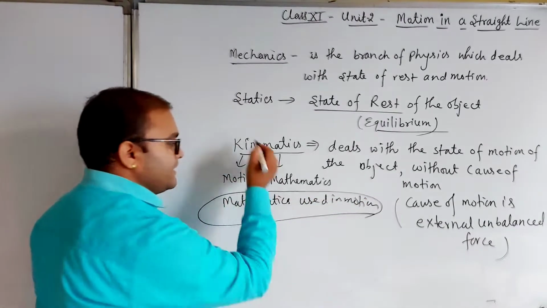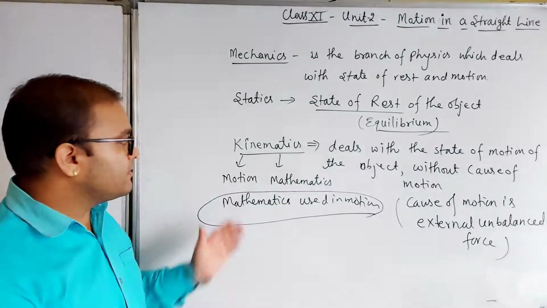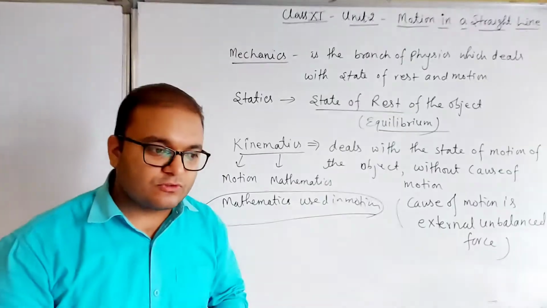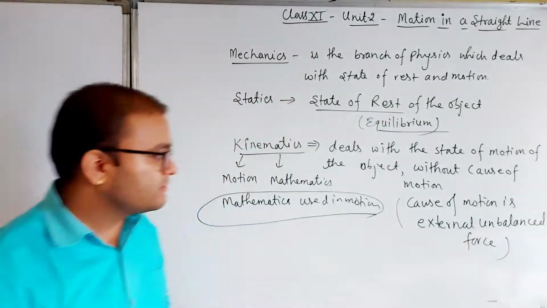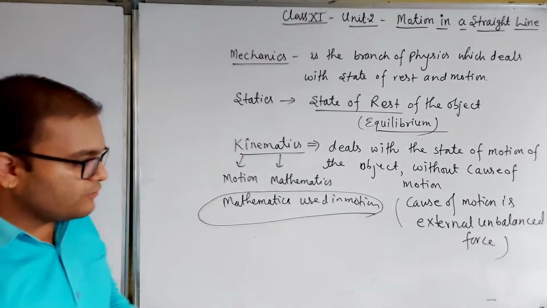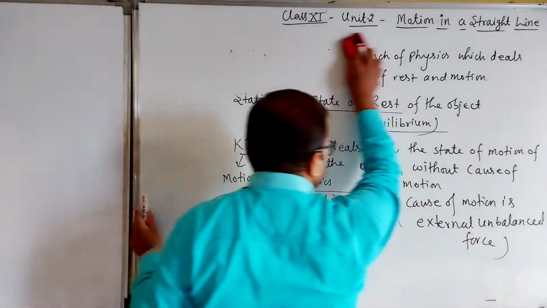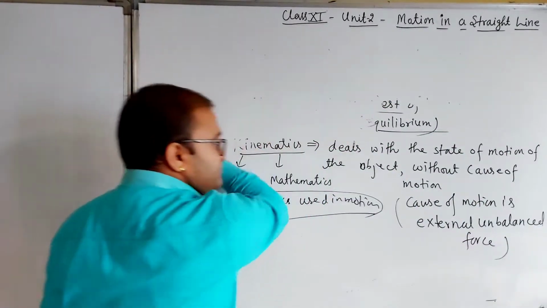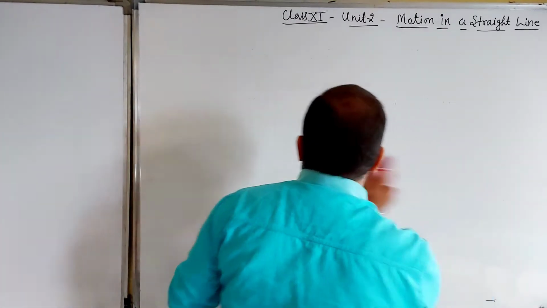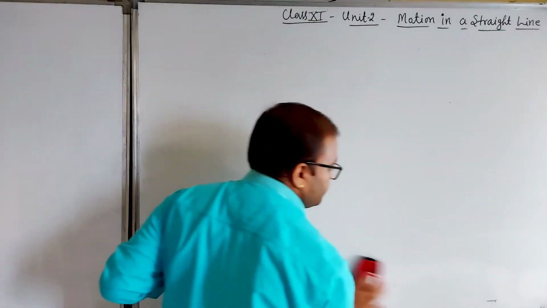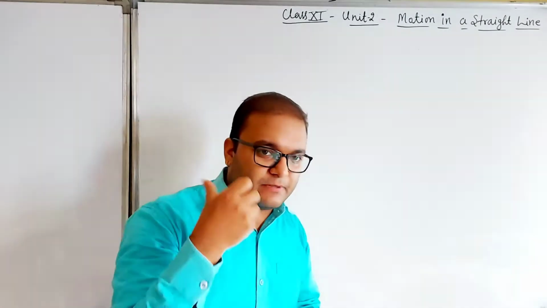Generally, in kinematics we apply mathematics for solving problems of motion or for describing the motion. We describe the motion of an object with the help of mathematics. That's why it is called kinematics, but no cause will be there. This is the basic idea of this chapter. We will go step by step, on the basis of your previous knowledge.